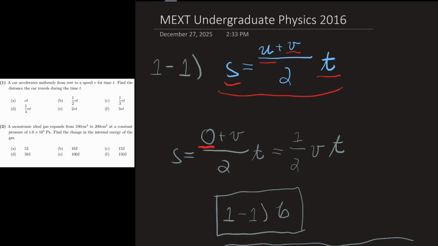So we find that the displacement, meaning the distance the car travels, is equal to 1/2 times v times t, which is option B.